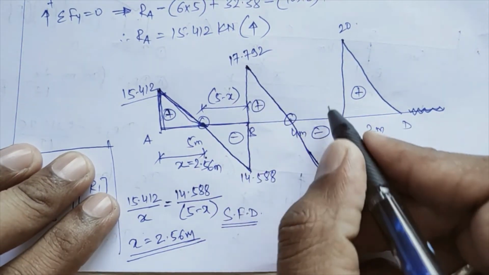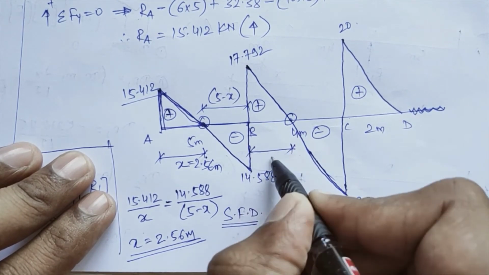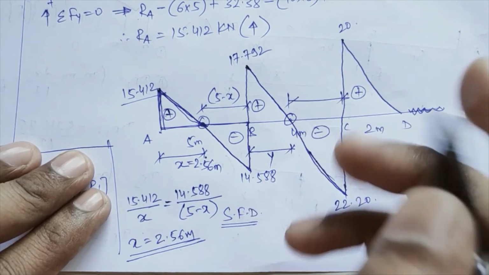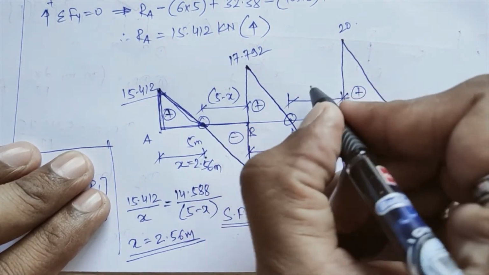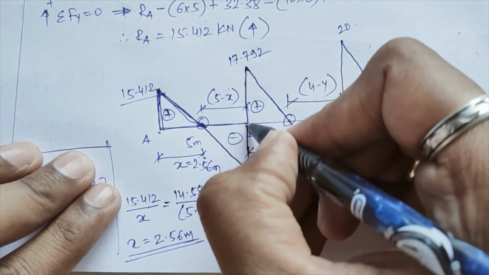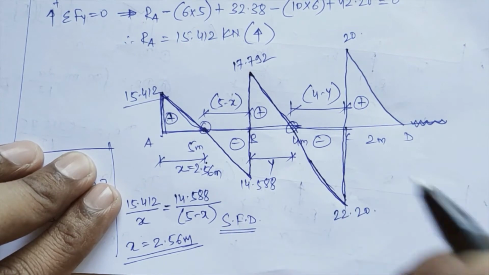Now in the same way I'll solve for the second point of contraflexure also. Suppose this is at a distance of y here. So this length will be how much? Total is 4, so 4 minus y. Again, using the symmetry of triangles, these two triangles will be used. This will be your first triangle and this will be your second triangle here.